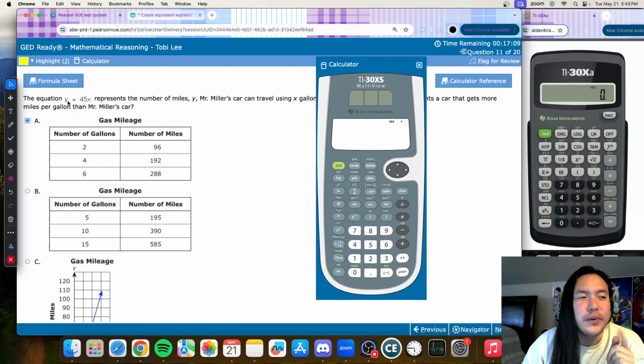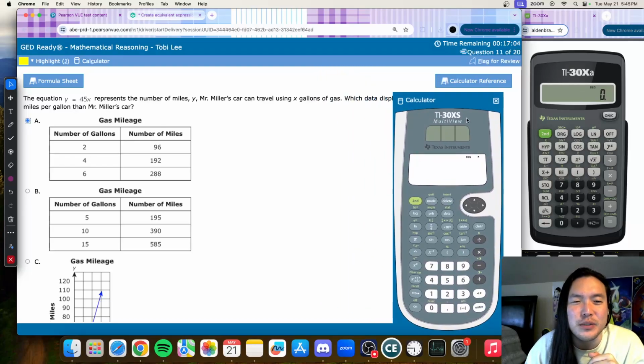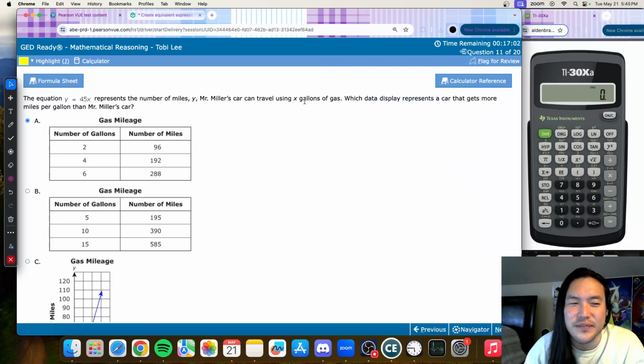So here we have y equals 45x, which represents the number of miles that Mr. Miller's car can drive using x gallons of gas. Hopefully you understand that means that he has a really nice car. It must be like a Prius or something. He's getting 45 miles per gallon, right? So if x is 1, I have 1 gallon of gas. 1 times 45 is 45. That means we can go 45 miles per gallon. That's crazy.